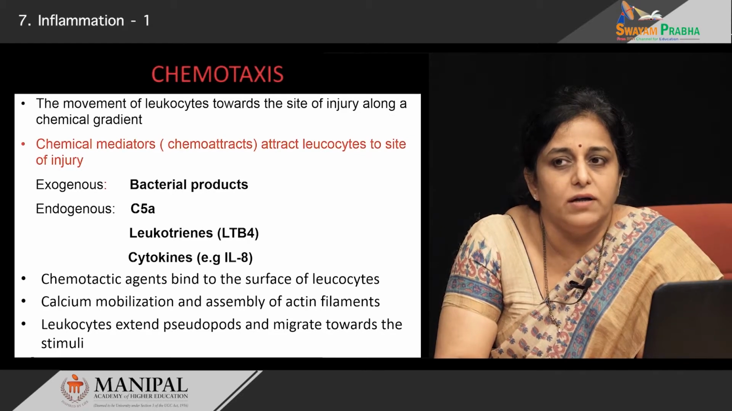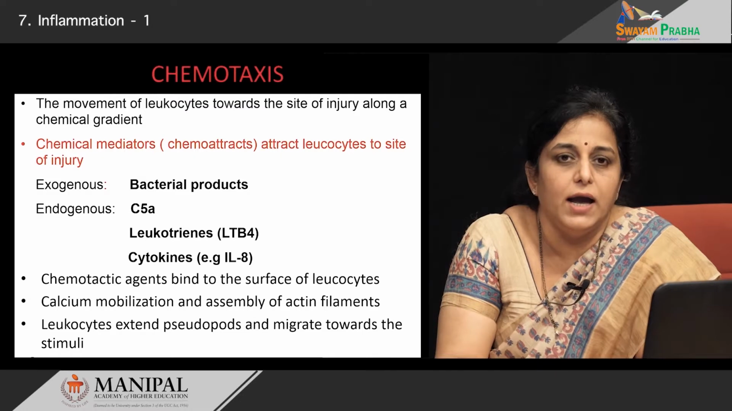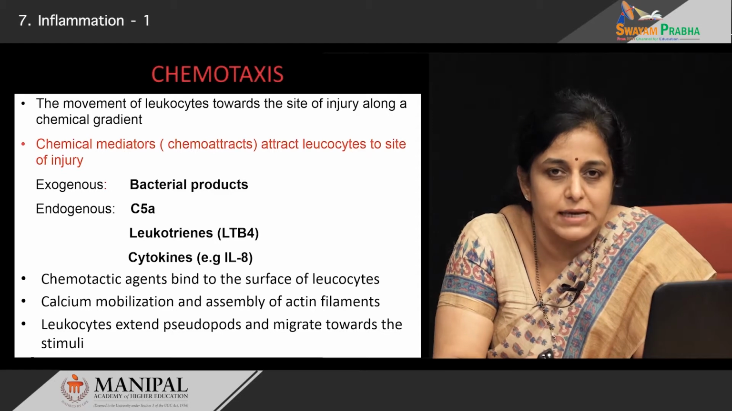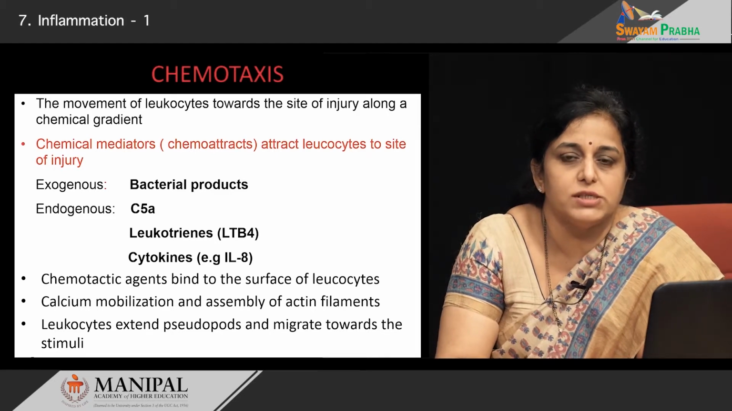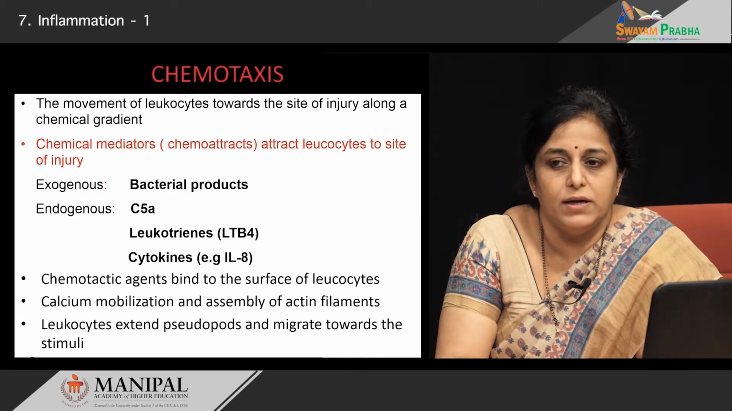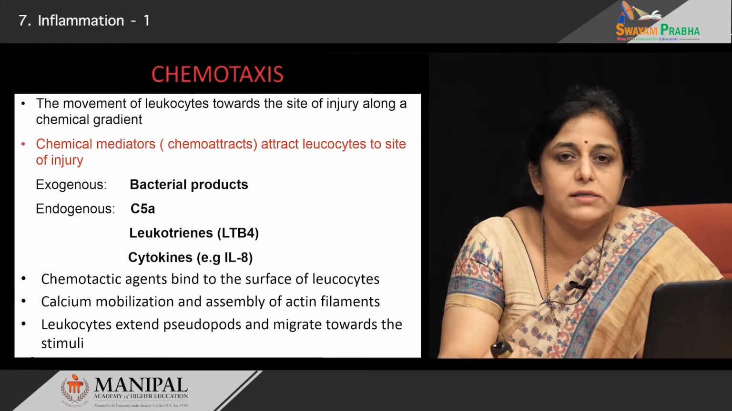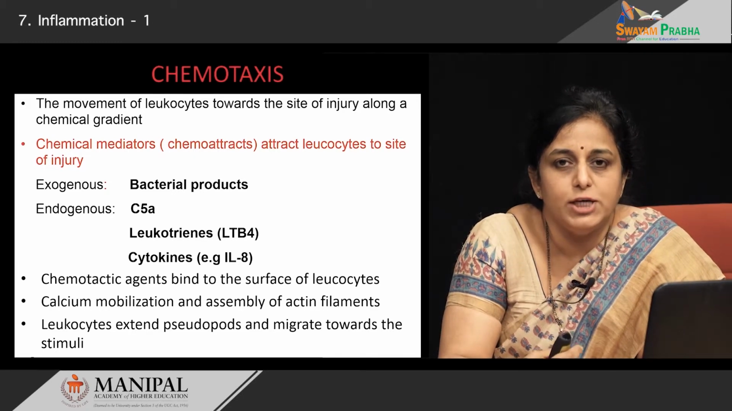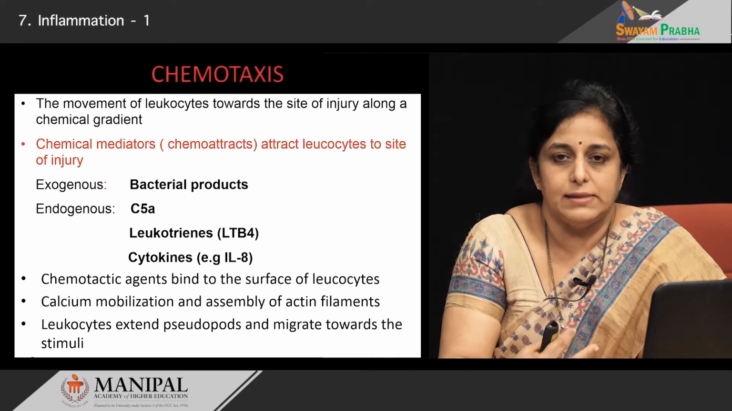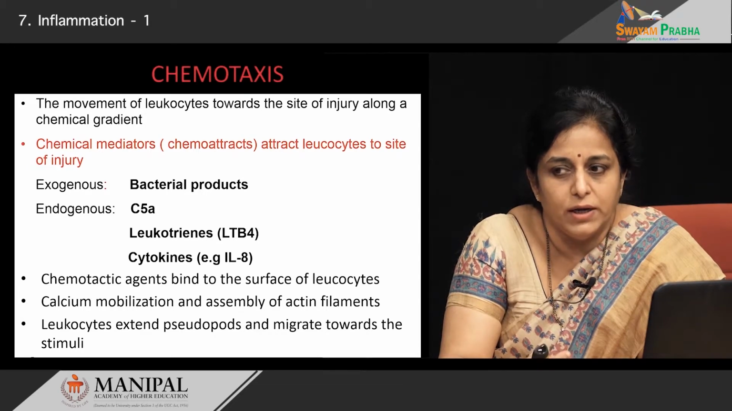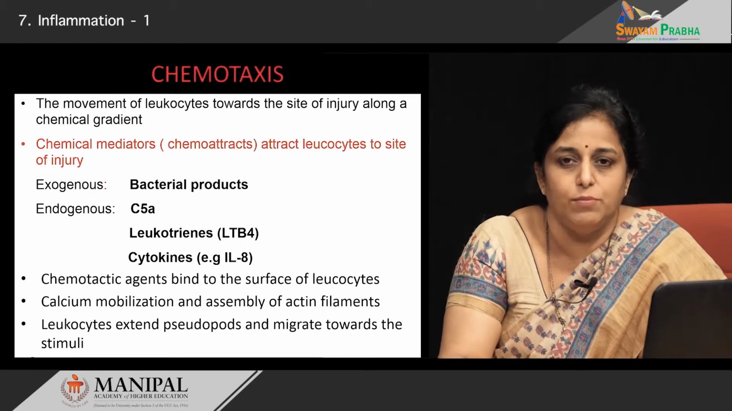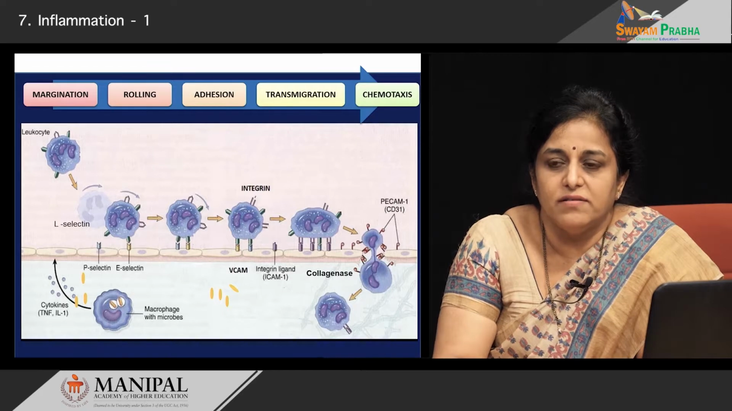The chemotaxis we learnt is a movement of leukocytes to the site of injury towards a chemical gradient, and this happens because of release of various chemicals. Most importantly, exogenous bacterial products and endogenous products like C5a, leukotrienes, and cytokines. So, what happens when these chemoattractants bind to the leukocyte? It brings about a change within the leukocyte. The actin filaments within the leukocytes get mobilized and assemble, causing movement of the pseudopodia, so that there is an amoeboid movement of the leukocytes to the site of injury or stimuli. So, this summarizes these effects.